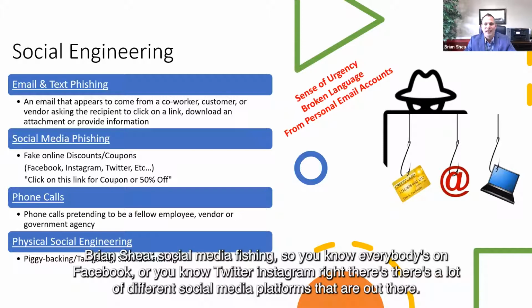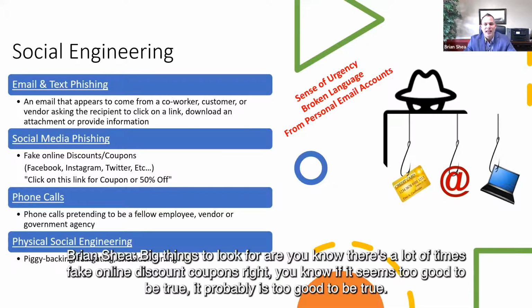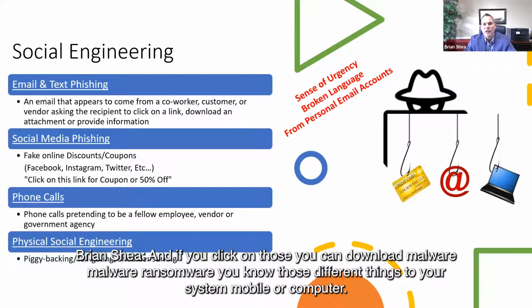Social media phishing. Everybody's on Facebook, Twitter, Instagram, right? There's a lot of different social media platforms out there. There's a lot of good that comes from those, but there's also a lot of opportunity as an attack footprint for bad folks. A big thing to look for is fake online discount coupons. If it seems too good to be true, it probably is. If you click on those, you can download malware or ransomware to your system, mobile or computer.